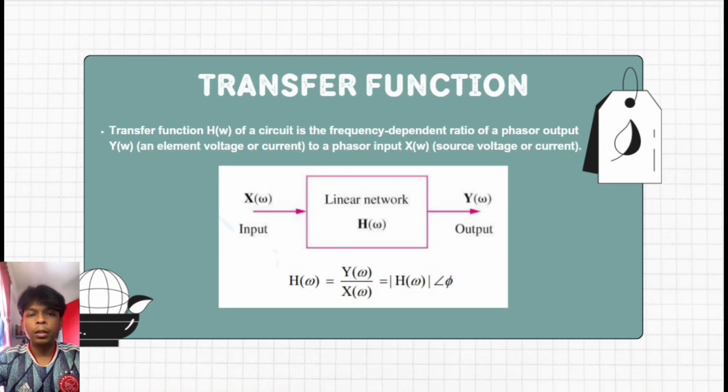Transfer function H(ω) of a circuit is the frequency dependent ratio of a phasor output Y(ω), an element voltage or current, to a phasor input X(ω), source voltage or current. So we can understand that this transfer function is variation in circuit behavior with change in signal frequency, and may also be considered variation of the gain and phase with frequency. We also know the transfer function is output over input.